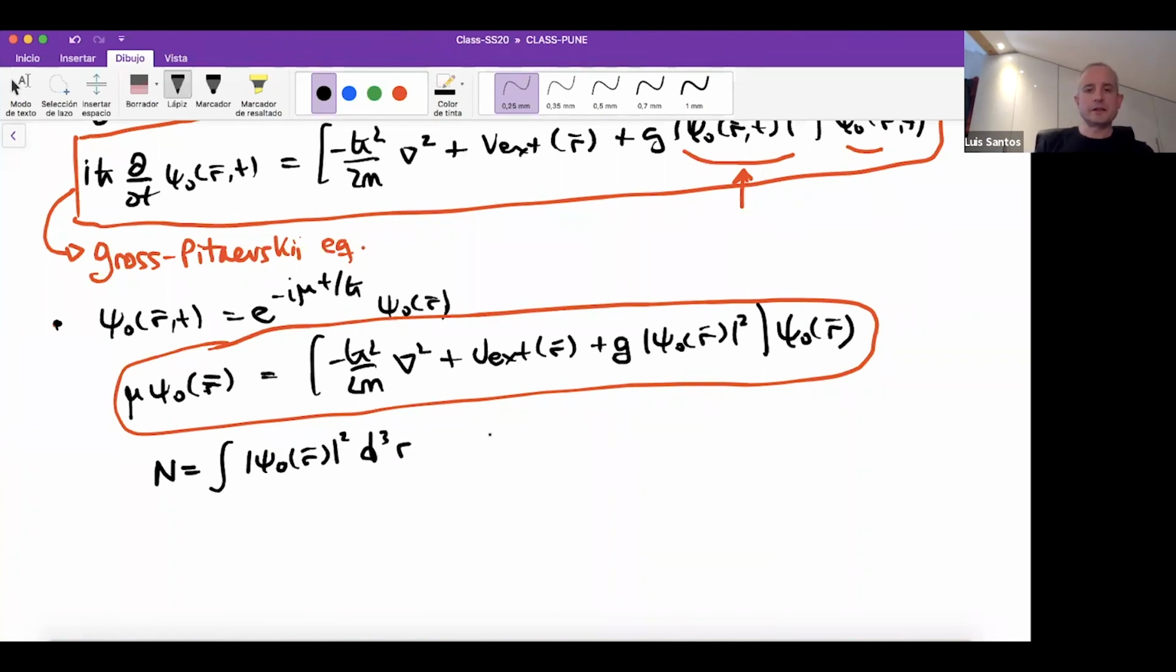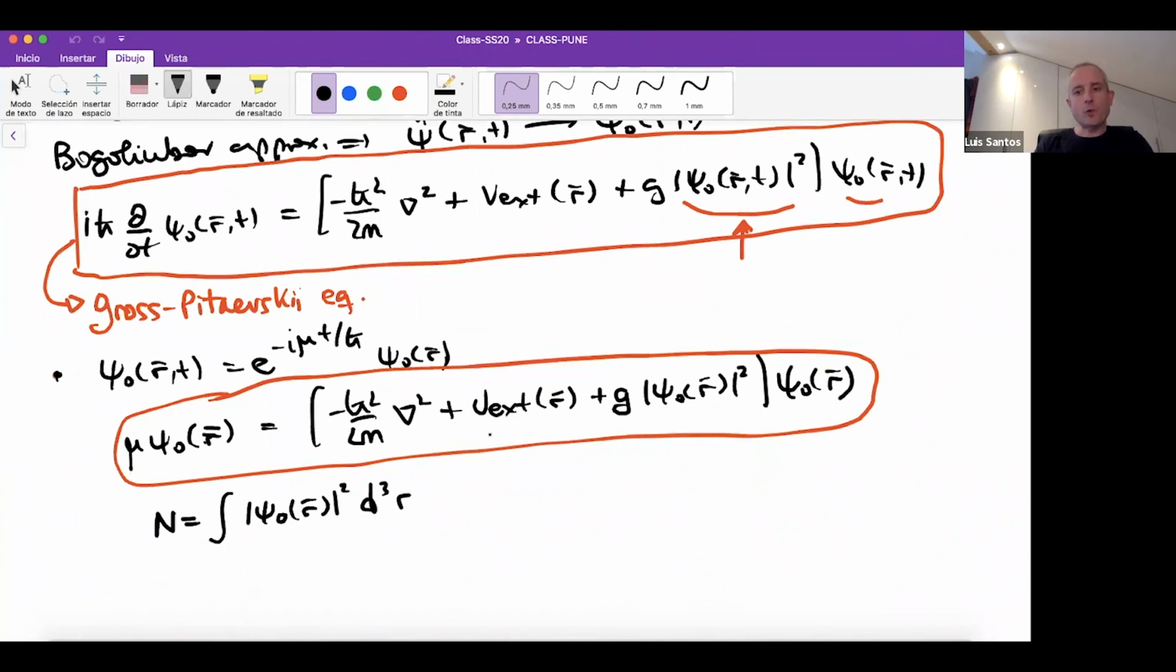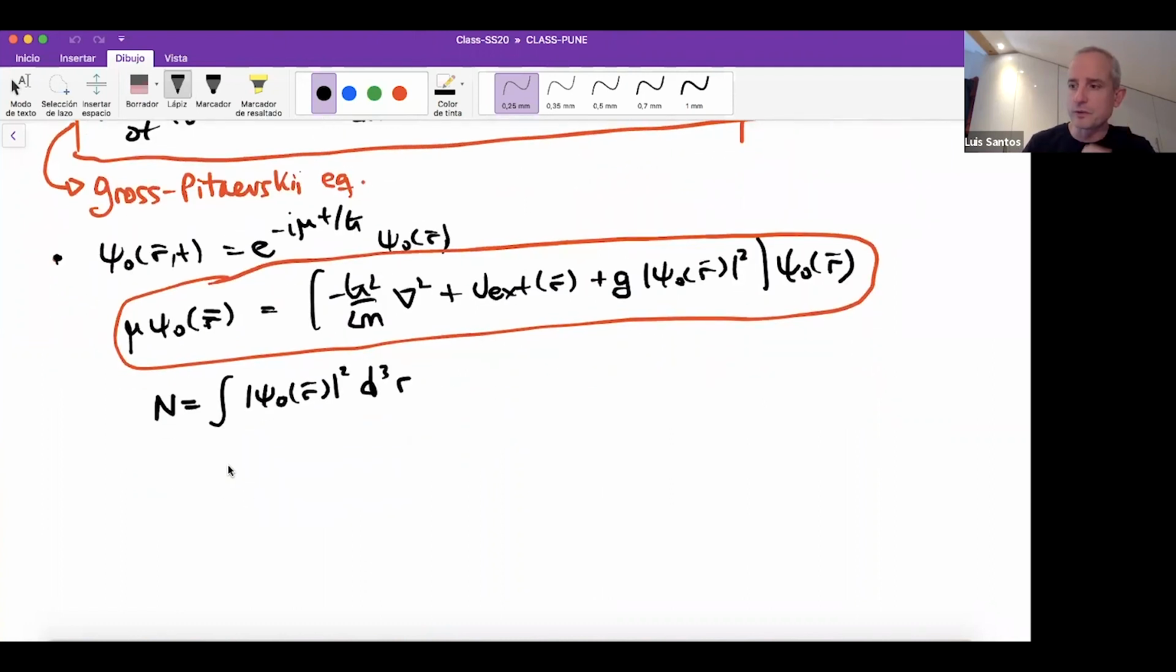Okay, so we have now introduced the idea of condensate wave function, and we have derived the equations, which are nonlinear differential equations, that give us the condensate wave functions once we know the interactions and the external potential that confines them. In principle, this equation is valid for attractive and for repulsive interactions, so for g positive and for g negative. From now on, I will discuss just g positive. And at the end of this lecture, if I have time, I will discuss what happens with g negative. But let's discuss just the case of g positive for the moment.